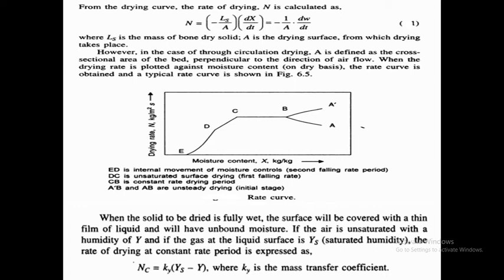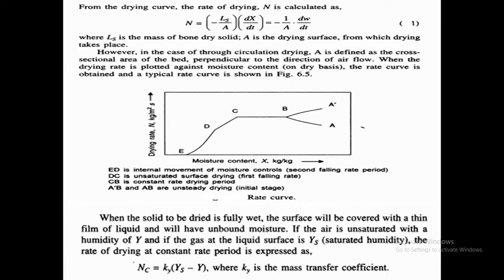Okay. So here Ls into dX is equal to dW, so this is also weight. Finally we get capital N is equal to minus 1 by A into dW by dt. This is equation number 1. Drying rate, capital N, is plotted against moisture content, capital X, on dry basis. So the rate curve is plotted, and the type of rate curve is shown in the figure.